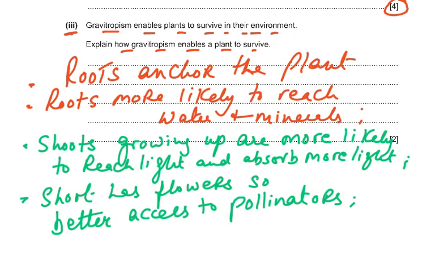So roots anchor the plant, and roots are more likely to reach water and minerals because they grow down deeper into the soil where there is water and minerals. Shoots growing up are more likely to reach light, and therefore the leaves, with their large surface area, are going to absorb more light. Then shoots have flowers, and flowers will have better access to pollinators.